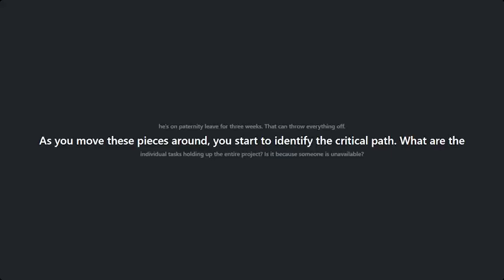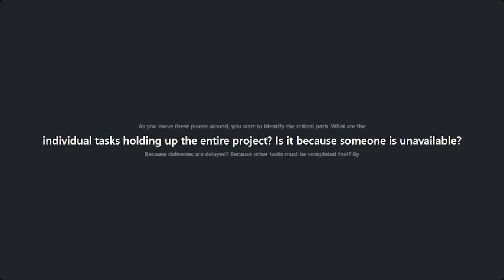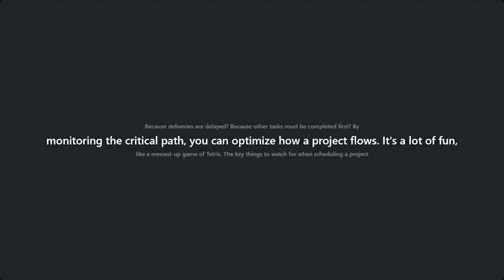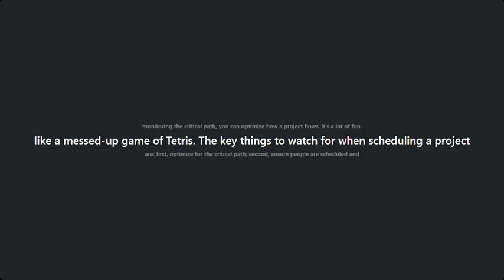As you move these pieces around, you start to identify what is the critical path. And that's a key word there, critical path. What are the individual tasks that are slowing the entire project up? Is it because someone's scheduled out? Is it because things aren't going to arrive? Is it because other things have to happen first? You can really optimize how a project flows by watching that critical path. And it's a lot of fun, and it is kind of a messed up game of Tetris.